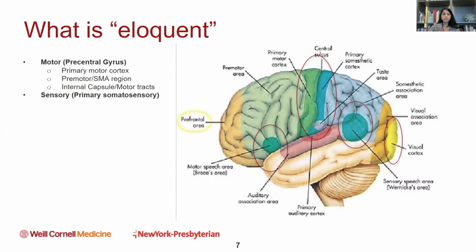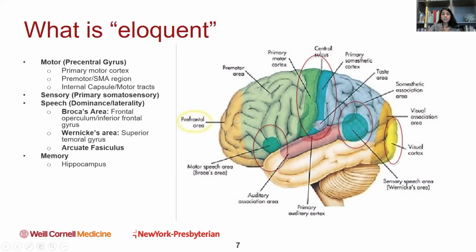So speech is almost always lateralized. In right-handed people, which is the majority of people, speech is almost always on the left side. Interestingly, even in left-handed people, about 50% of the time, speech is also on the left side. So we're really talking about a vast majority of people for whom the left brain is dominant. So in the left brain, in the dominant hemisphere, if it happens to be right for a left-handed person, we talk about a few major speech areas.